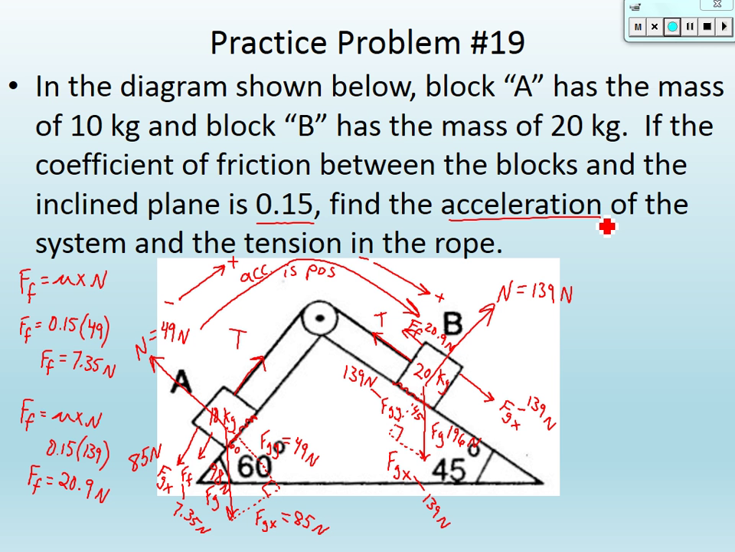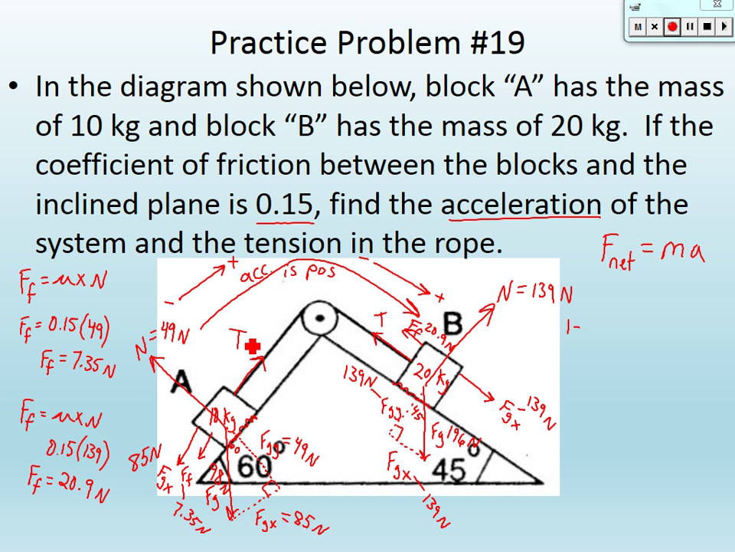Whenever you see the word acceleration, you should think Newton's second law, force net is equal to ma. But we don't know what tension is, and we don't know what acceleration is. So we're going to have to come up with two equations. For the first equation, I'm going to pick block A. We said that everything up was positive.